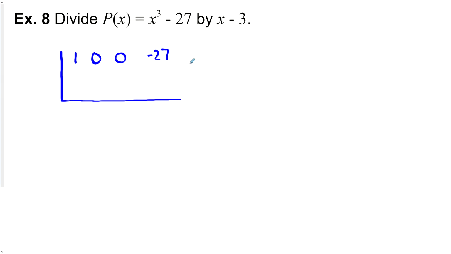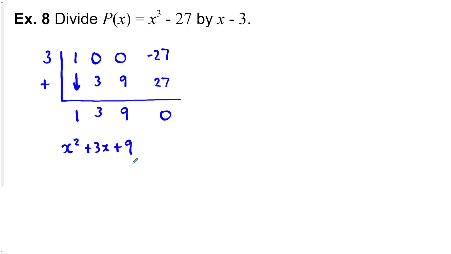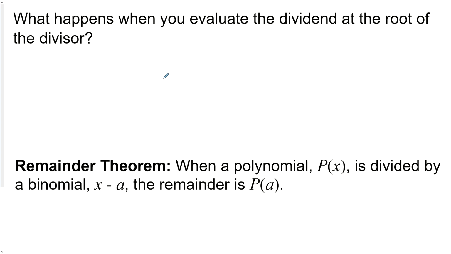So let's give this one a try. The root of this divisor is 3, and we're doing plus. Bring down the 1, and multiply, and add, and multiply, and add, and multiply, and add. And we got a remainder of 0. Let's write down our answer here. We had a cubic, we divided off 1 degree, so we're going to be left with x squared plus 3x plus 9.